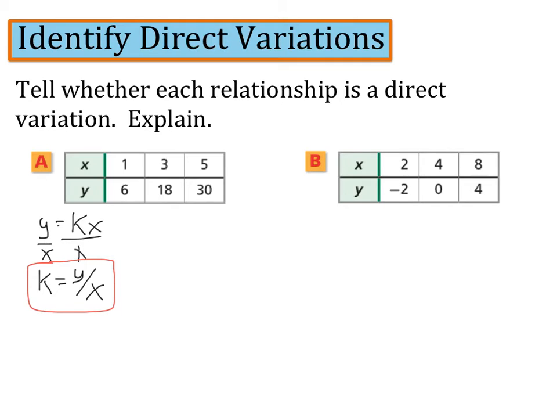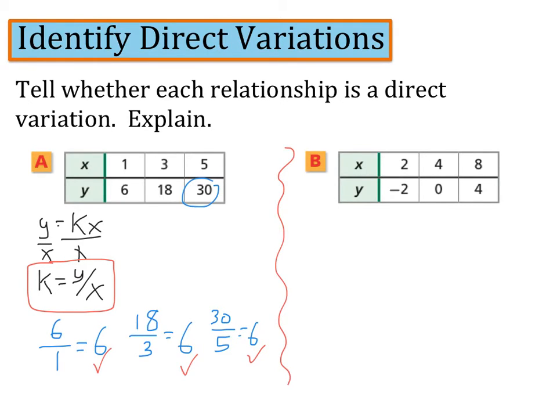If we look at our data points here, our first one is 6 over 1. That equals 6. Our next y over x is 18 over 3. That equals 6. And our last one is 30 over 5. And that equals 6. So, since each ordered pair has the same constant of variation, we say that the relationship is a direct variation.